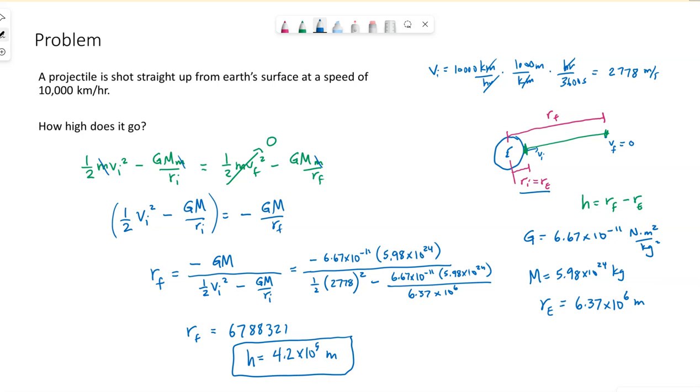The reality of things, accounting for air resistance, for drag, we also would account for the continual firing of the rockets, because the projectile wouldn't instantaneously have that 2,778 meters per second velocity. So a lot more goes into this, of course. But for our intents and purposes, we're going to just conserve the mechanical energy.